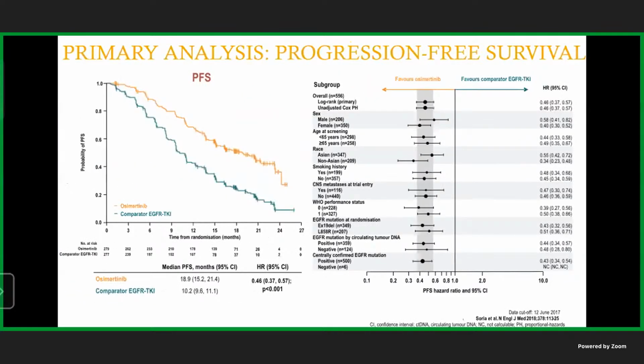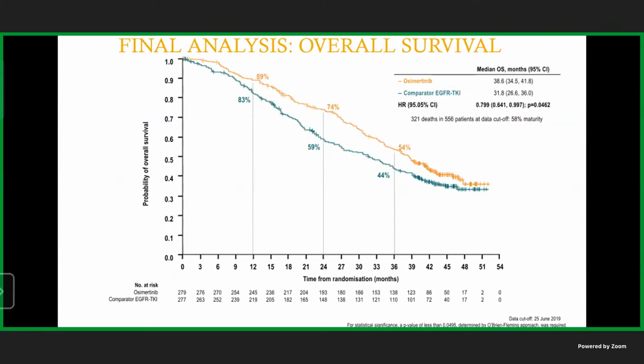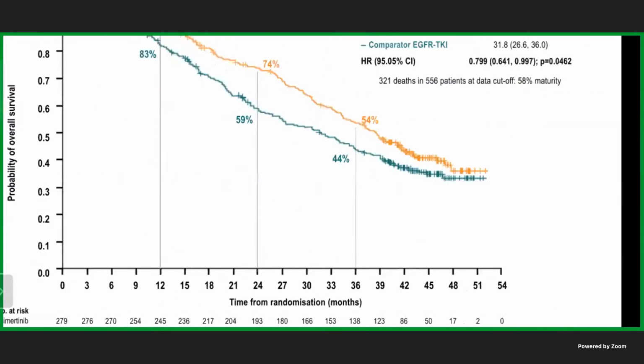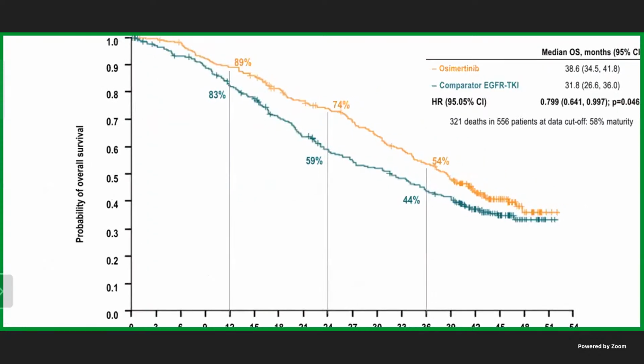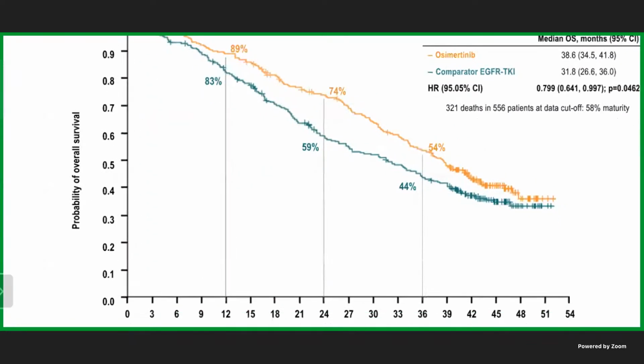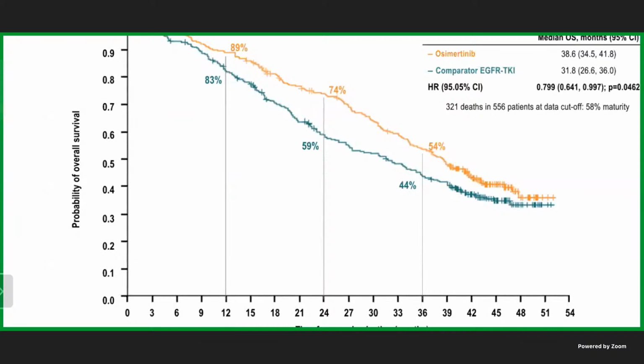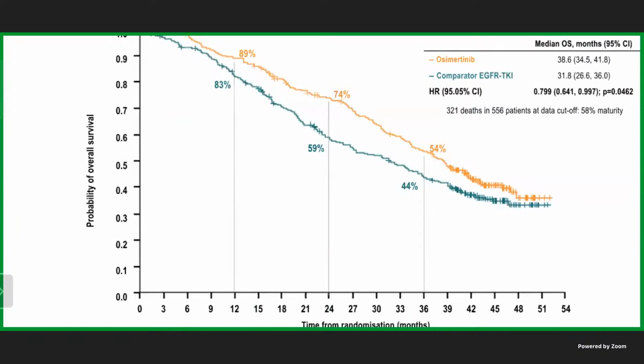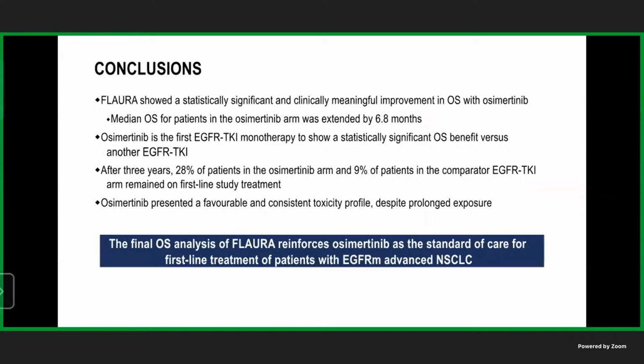And this is the final analysis of overall survival. The overall survival was 38.8 months versus 31.8 months. The 3-year survival rate was 54% versus 44%. And these were the conclusions: there was a meaningful OS benefit, a meaningful PFS benefit, and the drug was well tolerated.